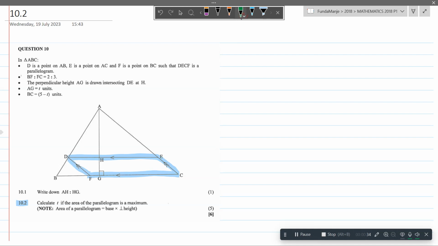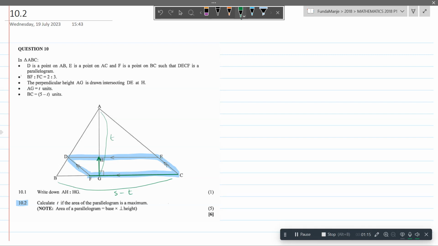So they give you the formula to make things a bit easier. So we have our perpendicular height here, and we have our base over here. So we need to get expressions for FC and HG in terms of T. So if we revise our information, we're told that BC is equals to 5 minus T units. So this is 5 minus T. And also we are told that HG is T units. So this is HG over here.